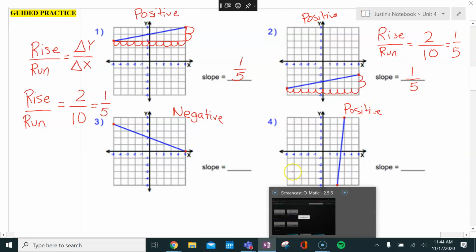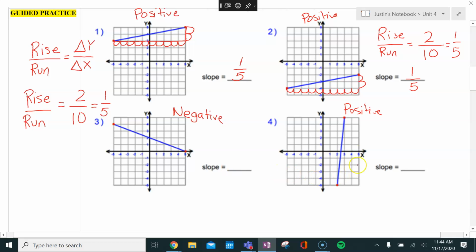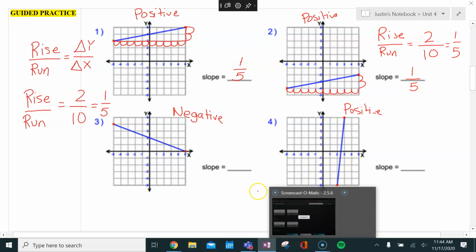Alright, so what I want you to do right now is work on number 3 and number 4. And then after you're done with 3 and 4, you can move on to the next part.